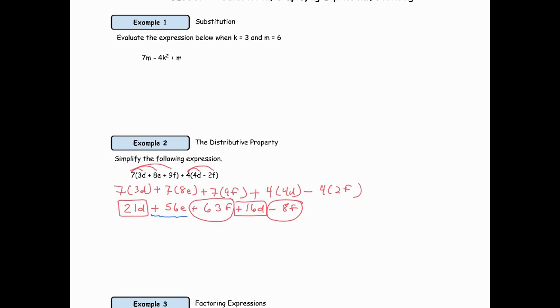So when I combine like terms, combine my d's together, 21d plus 16d become 37d, plus 56e. Lastly, I have a positive 63f minus 8f. When I combine those, positive 63 minus 8 is a positive 55f. This expression, in most simplified terms, is 37d plus 56e plus 55f.